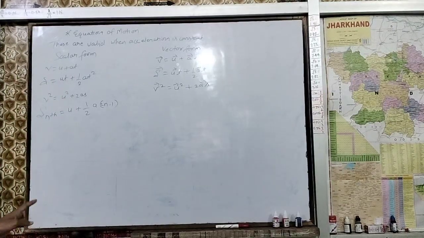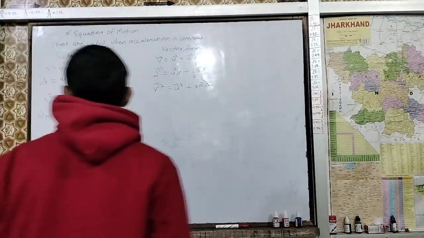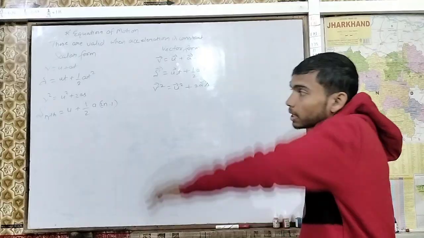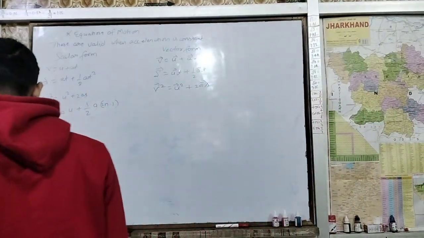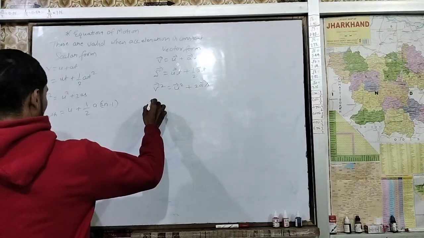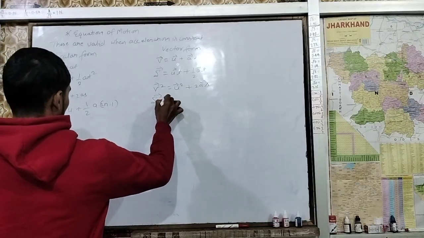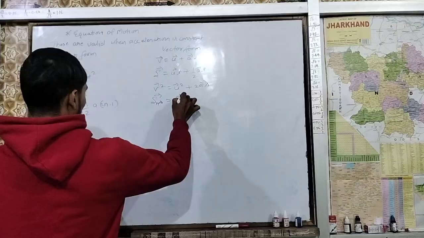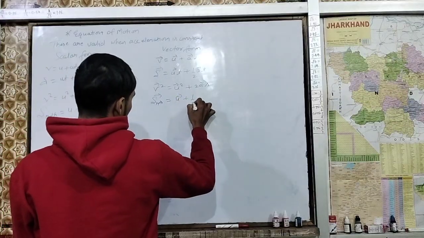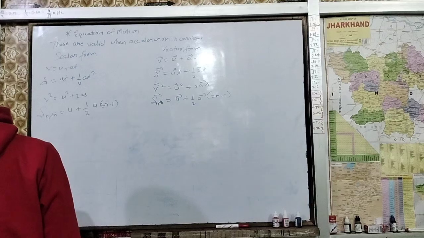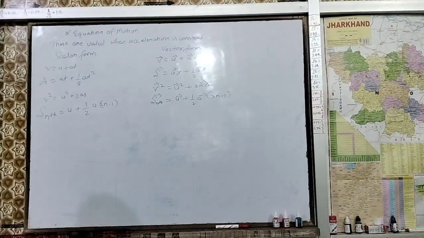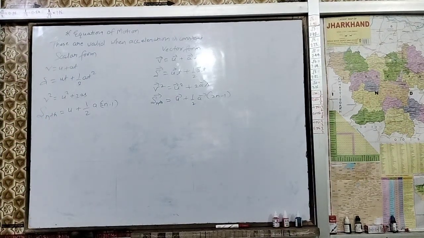We will use this when the question is asking for the nth second displacement. To calculate this nth displacement, we will use this formula. So S nth is equal to u vector plus half a vector (2n minus 1). This is the vector form. Remember here u is the initial velocity, v is the final velocity, t is the time, s is the displacement.